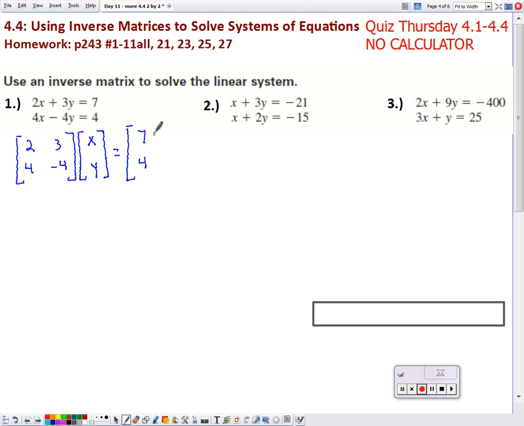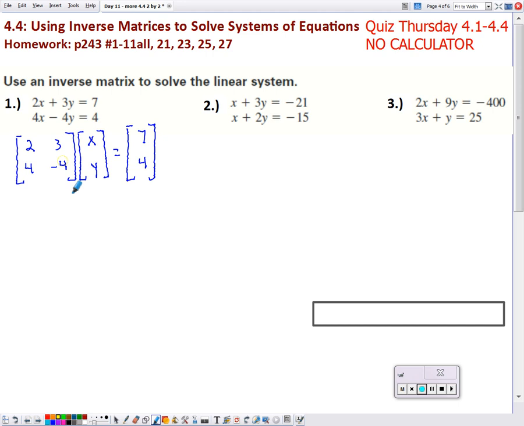Now I want you to watch what happens. I've written this as the multiplication of two matrices. If I were to multiply first row times first column, I would do 2 times x plus 3 times y, and that would equal 7. Hey, guess what? That's what it is. 2 times x plus 3 times y has to equal 7. That's our first equation.